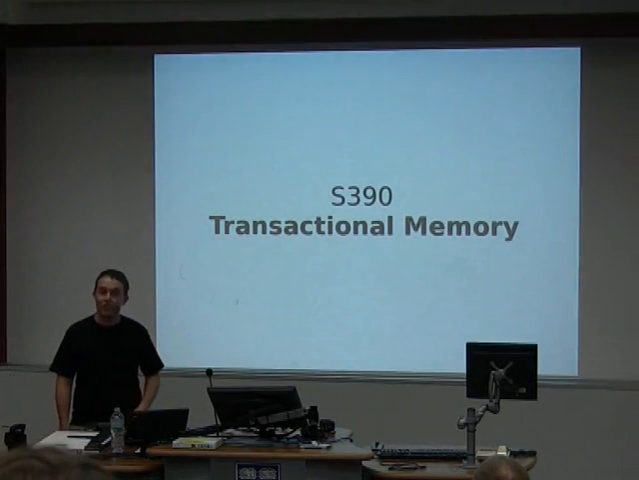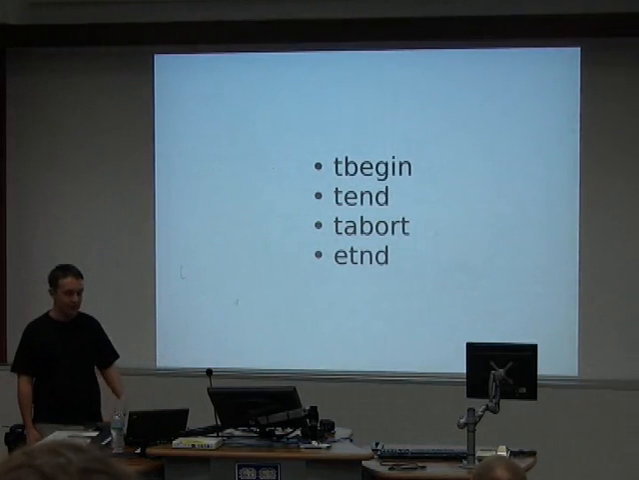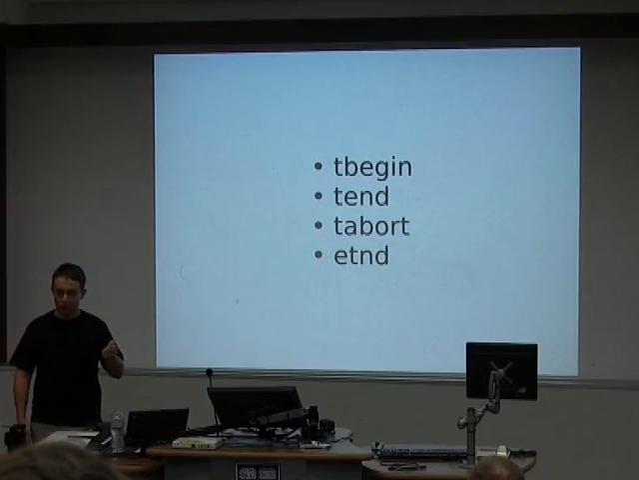So in S390, they're introducing transactional memory, and these are their 4 core instructions, which are tbegin, tend, tabort, and etnd, which is extract transaction nesting depth. So if the nesting depth is 0, then it's a tcheck.